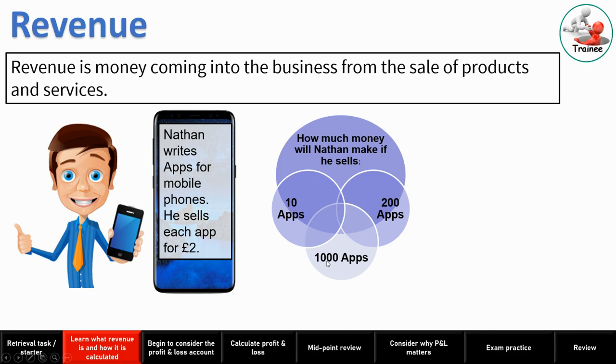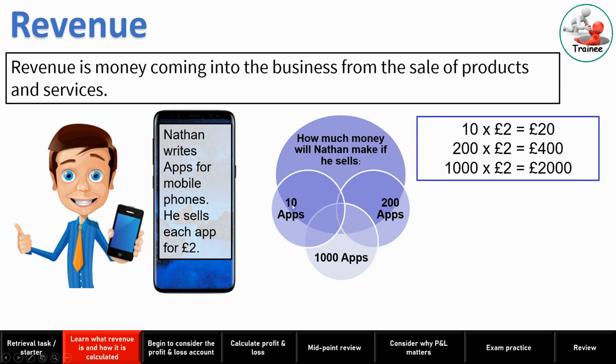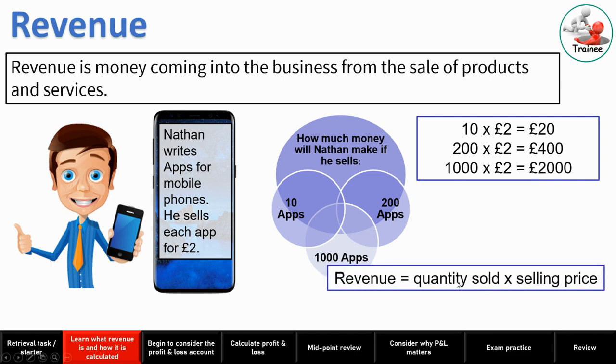Well, we wouldn't have to be a genius to realize that if he sells 10 apps and he sells each one for £2, then 10 times 2 is £20. If he manages to sell 200 apps, 200 downloads, 200 times £2 is £400. And if he manages to sell 1,000 apps, 1,000 times 2 is £2,000. So basically, we can see that you calculate revenue by multiplying the quantity, how many you sell, by how much you sell each one for.